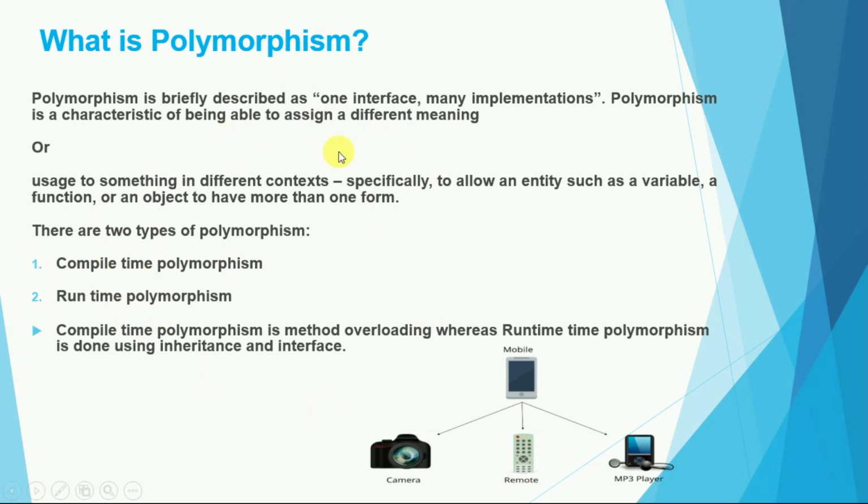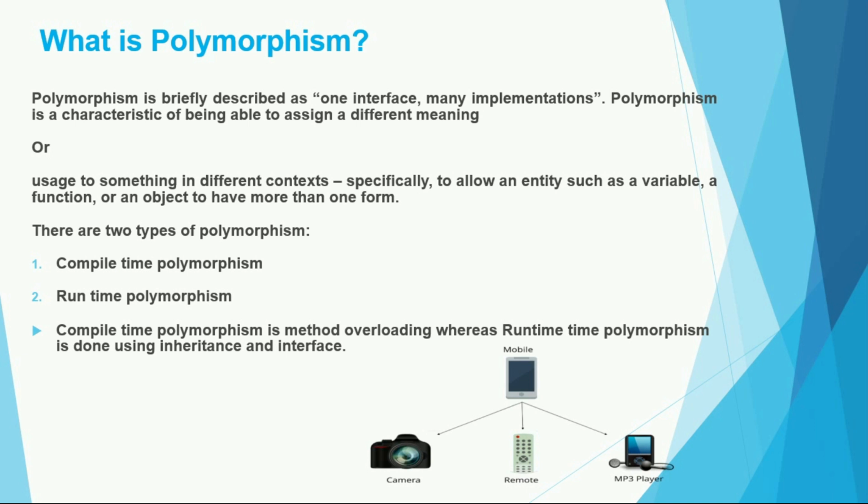So what is polymorphism? We already talked about OOPS concepts and the basic definition of polymorphism. But what are the different types of polymorphism, and what is the actual use of polymorphism? Polymorphism, as we discussed, can be described as one interface, many implementations. Polymorphism is the characteristic of being able to assign a different meaning.